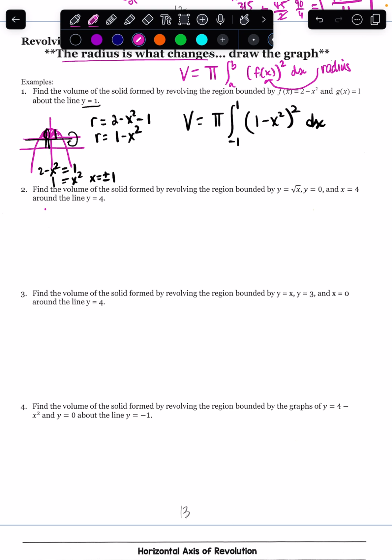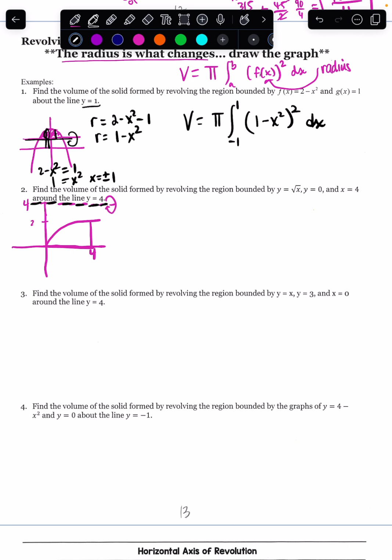The region bounded by root x, y equals 0, which is the x-axis, and x equals 4, around the line y equals 4. All right, so when x equals 4, y is 2. So we're revolving around this line up here. I should put that in a different color. So we're revolving around this line.